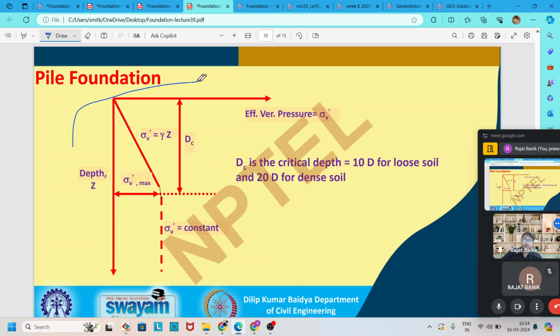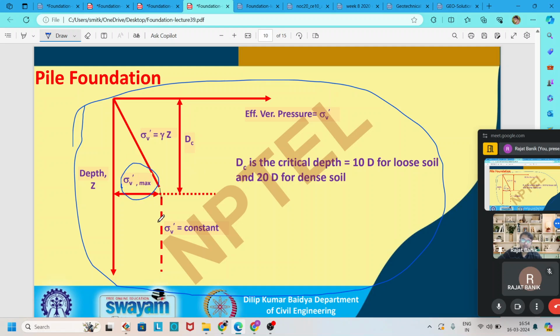Here the full concept is given in pictorial form. You can see that at a certain depth, this vertical stress, sigma v, does not change. It remains constant. One most important thing is that this critical depth DC is between 10D for loose soil and between 20D for dense soil. So the critical depth also changes based on the soil nature.